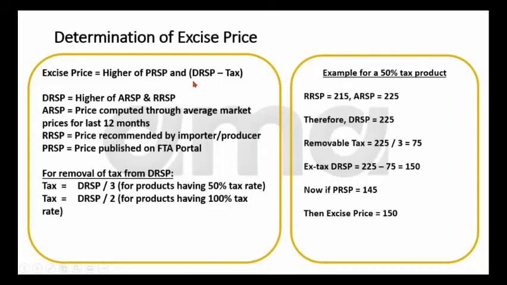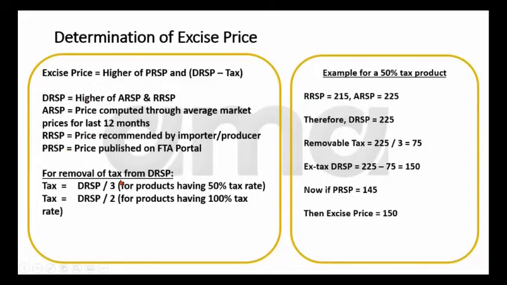The designated retail sales price is the higher of the average retail sales price and the recommended retail sales price. What are these two? Average retail sales price is simply the 12 months average. There is an intricate process, but for general understanding, it's the past 12 months average market price, which is ARSP, or average retail sales price. The recommended retail sales price is when you import or produce, you recommend a price for your product, you fix your price. So the higher of the past average price and the recommended price will be accepted as DRSP, and after deducting the tax from DRSP, you will get the excise price.